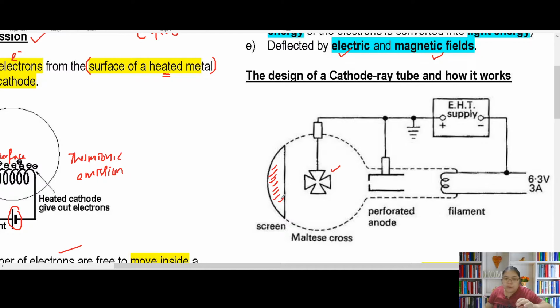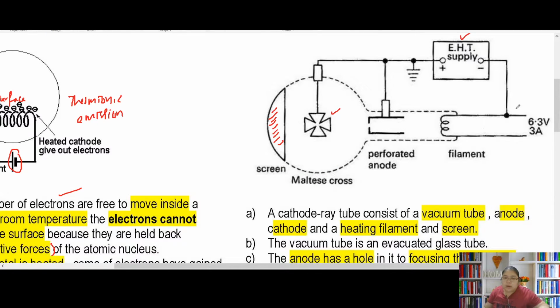Okay, from here let's see how it functions: the design of the cathode ray tube and also how it works. This one is the extra high tension. We're starting with the filament. The cathode ray tube consists of a vacuum tube. Then we have the anode, which is here. After that we have the cathode, which is a filament, heating the filament, and also the fluorescent screen.